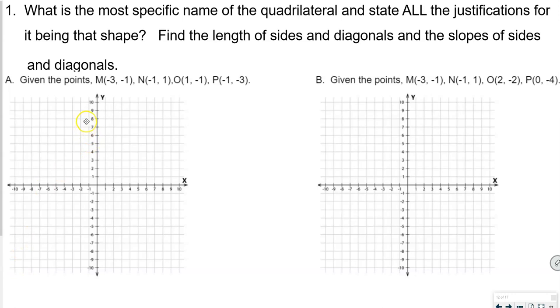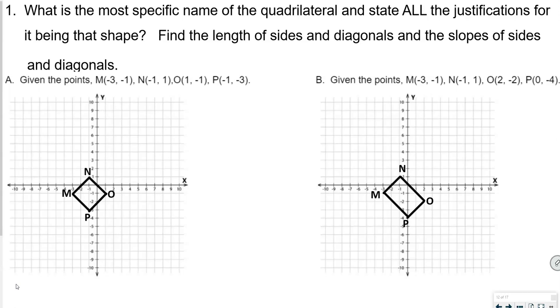So what I'm going to do first is draw the shape MNOP, and then we're going to talk about it. So I've gone ahead and drawn MNOP. Now we're going to figure out what we can say about the different sides. So first of all, I'm going to look at it and say, it kind of looks to me like it's a square, but we have to prove that. So we're going to find out what the length of the sides are, what the slopes of the sides are, what the lengths of the diagonals are, and what the slopes of the diagonals are, okay?